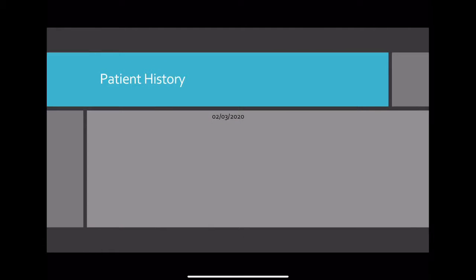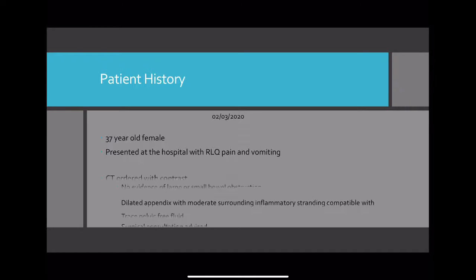Now here's my patient history. This patient had a lot of history before coming to even see us, so I'm going to go through it day by day. On February 3rd, 2020, we had a patient present as a 37-year-old female. She presented at the hospital with right lower quadrant pain and vomiting.